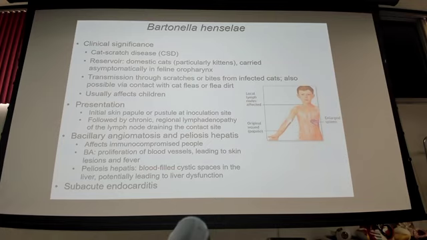In most healthy people, that presentation is going to be more just regional lymphadenopathy. The initial entry site might have a skin papule develop. Bacillary angiomatosis, this is more associated with what kind of population? Immunocompromised, yes.